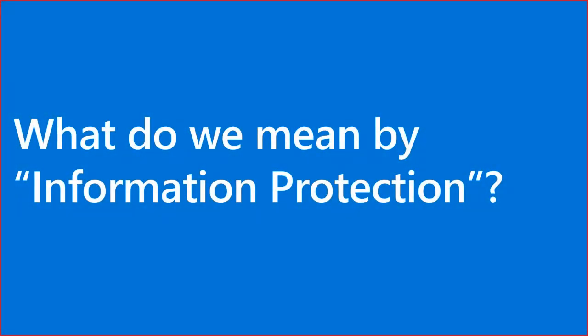Okay, so let's level set. What do we mean by information protection? It can mean many different things depending on how we look at it. This can be as simple as a Kensington lock on your laptop. It can be encrypting data on the physical level with things like BitLocker, all the way through to rights management and turning off application controls.